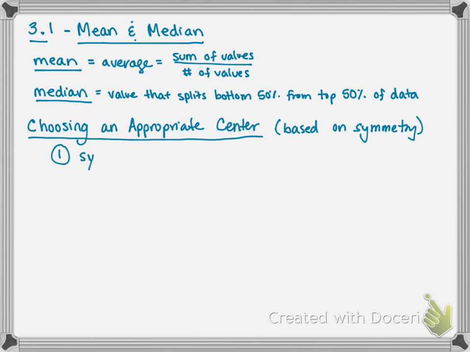So we have two options actually. We either do have a symmetric picture, right? So it's symmetric, meaning if I fold it down the middle, it looks the same on either side. If our data looks symmetric, then we would always use the mean as the appropriate center.